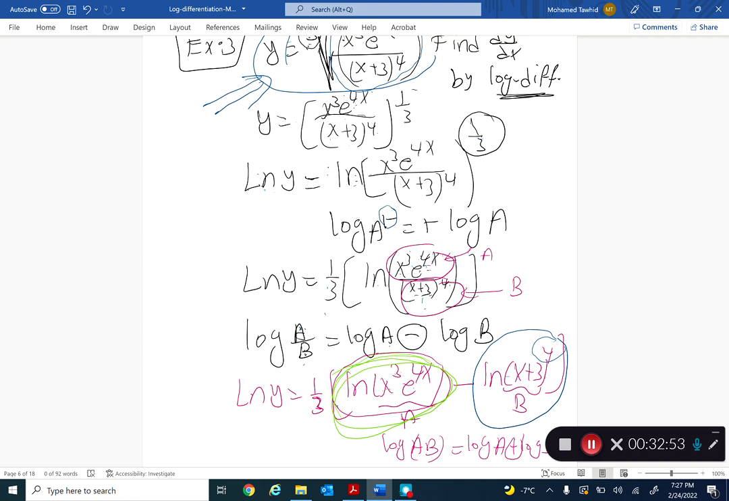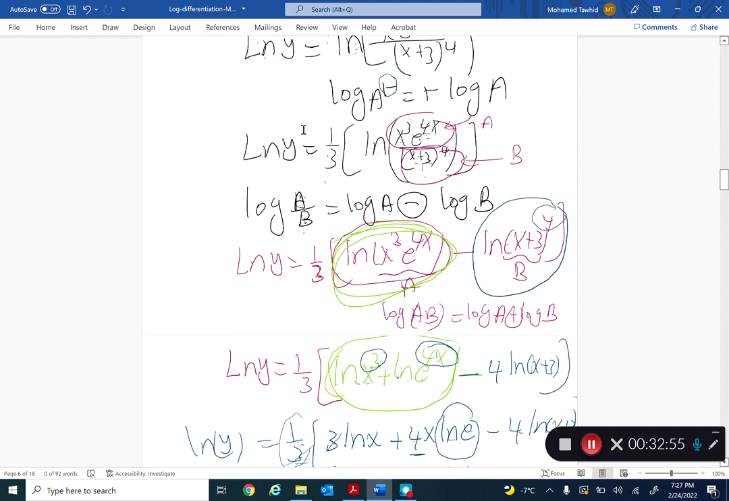Then I continue to simplify. Here you have a bracket to the power r, so I can put r in front. But this one is x cubed multiplied by e to the power 4x. When you say multiply, you have to recall that log of a multiplied by b is log a plus log b. So a here, the first term, is log x cubed plus log e to the power 4x, right?